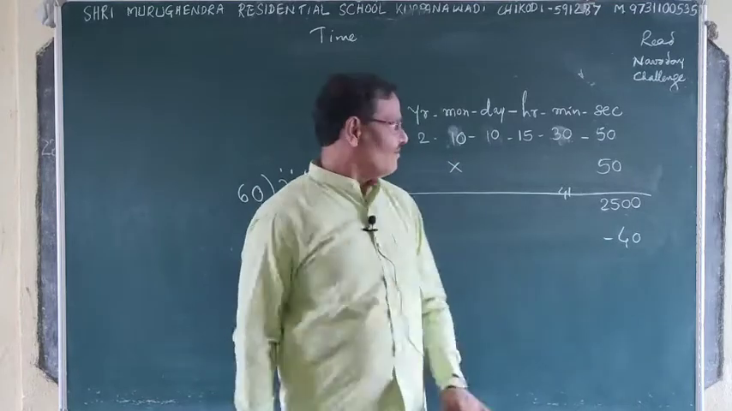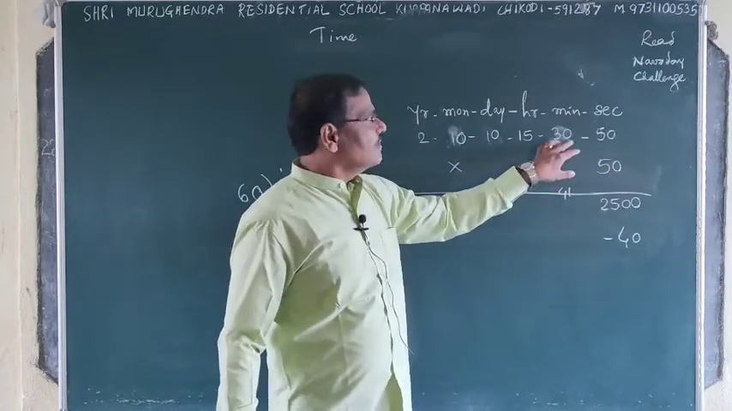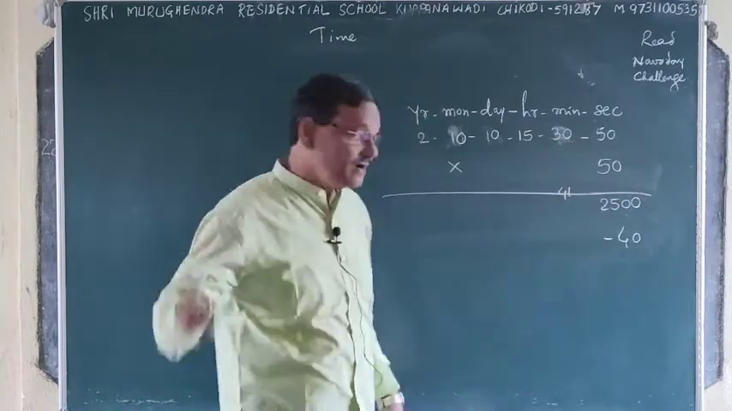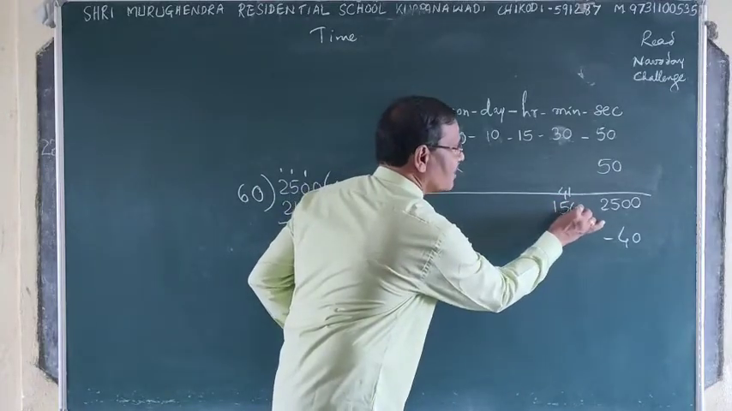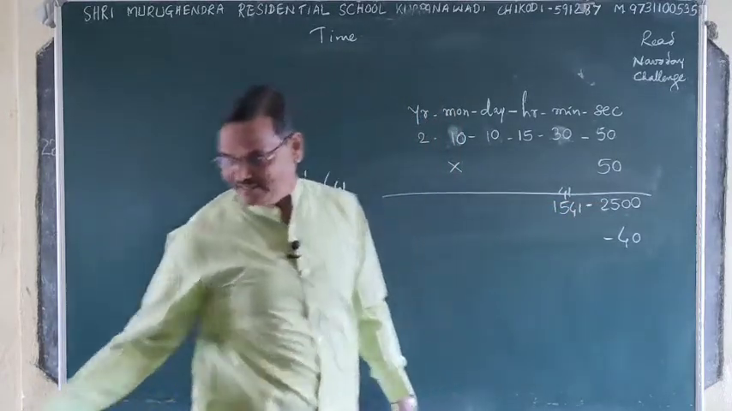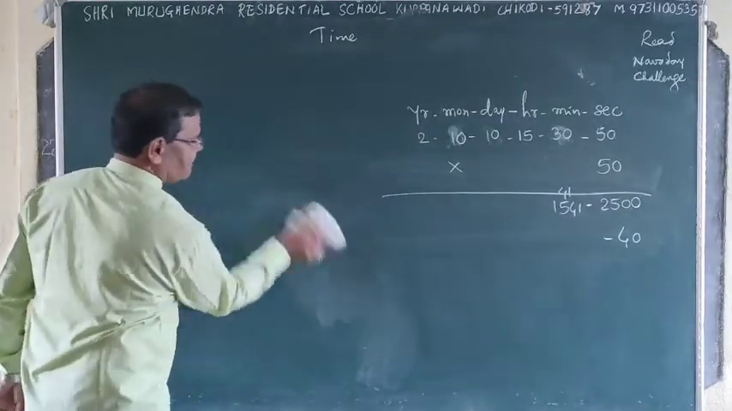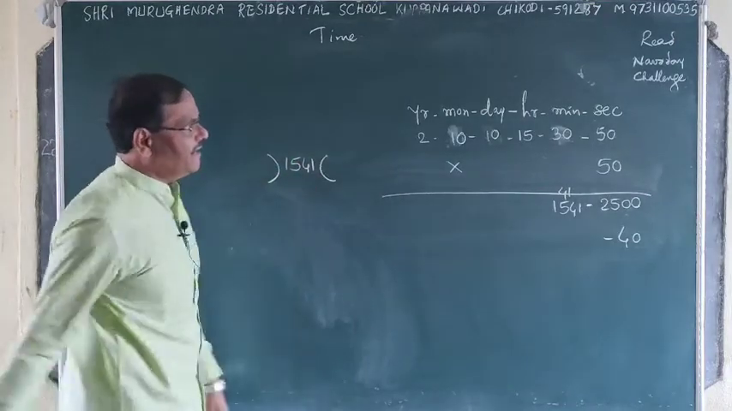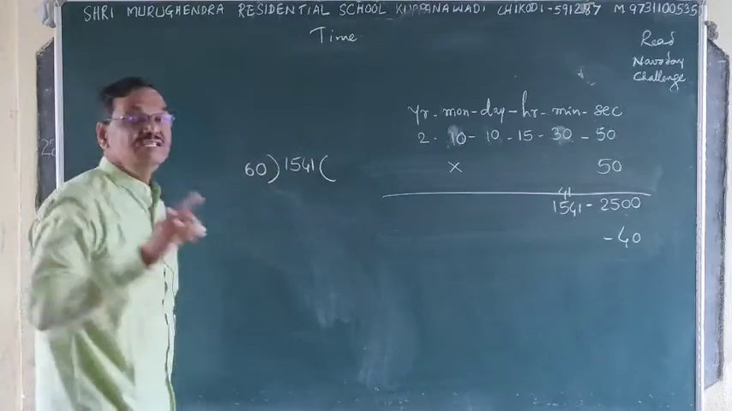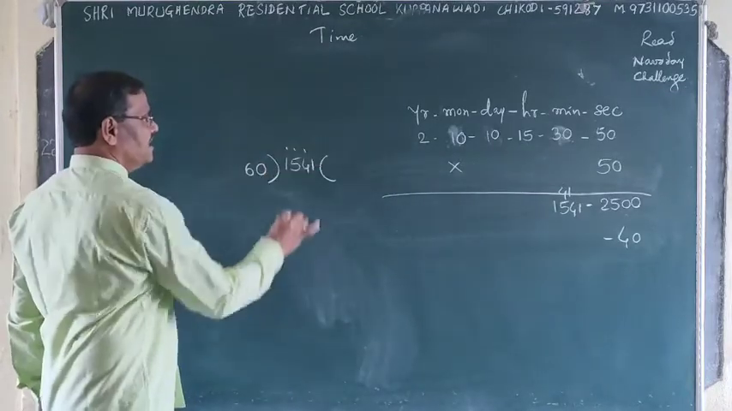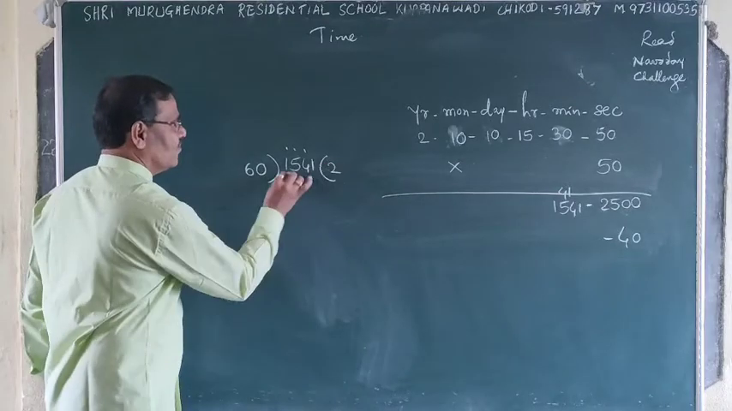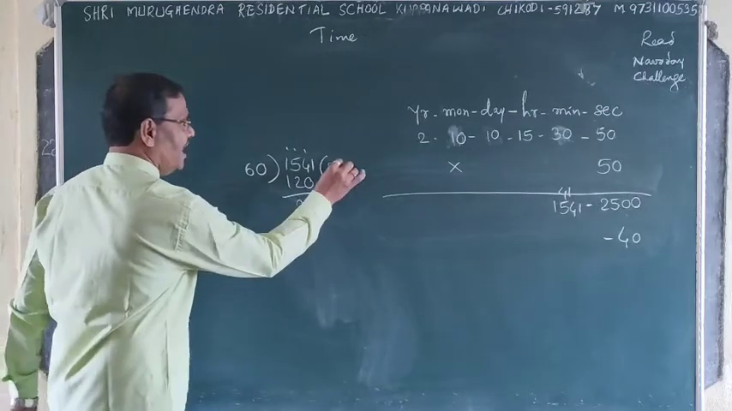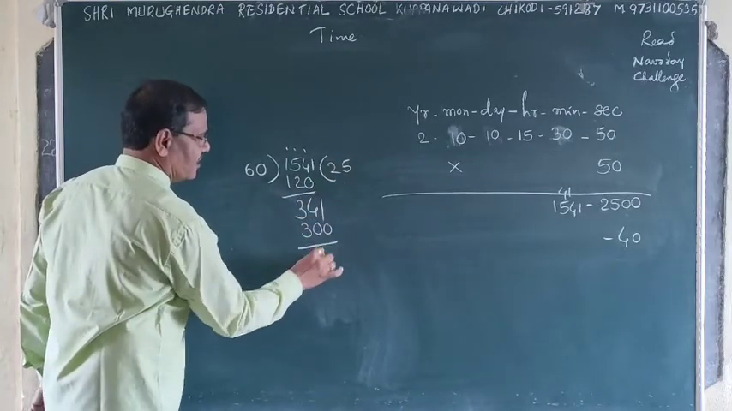Okay, clear now. Then again we have to come here. 50 30s is 1500. 1500 plus 41, 1541 it is. Isn't it? Then 1541 should be made into hours and minutes. That is, we are going by 60 parts. See, 6 2s it is 120, 4 remains 3, again 6 5s are 300, 41 remains.